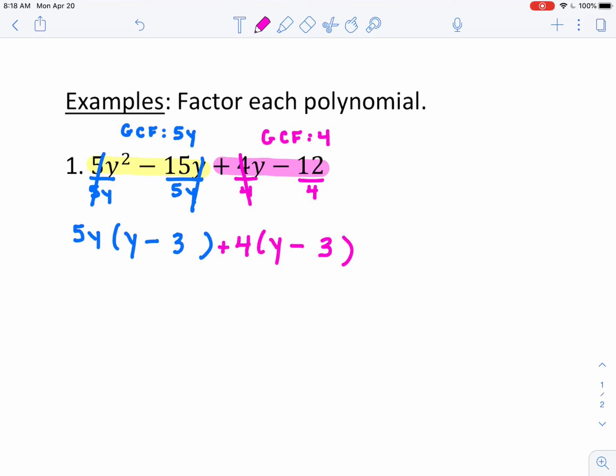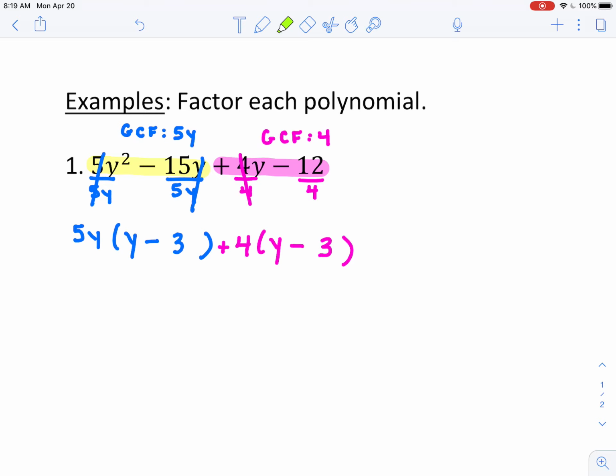Okay, now that I take a look at what I have so far, notice that my 2 parentheses in the second step here are exactly the same. I have y minus 3 and another parenthesis with y minus 3. When you factor by grouping, your parentheses always have to be the same. If they're not, you've made a mistake and you should go back and check your work. Typically, if they're not the same, you didn't factor out the greatest common factor, so perhaps look for a bigger number that goes into your terms.